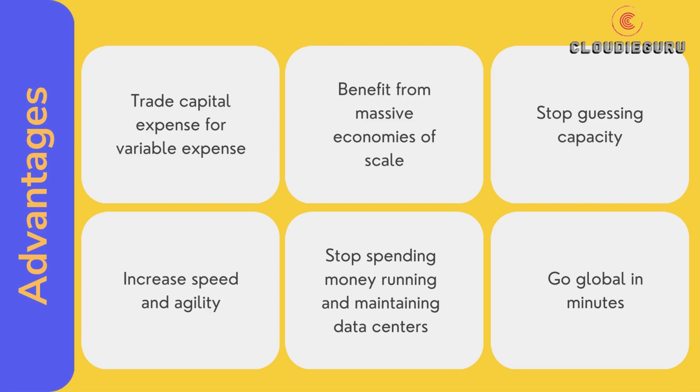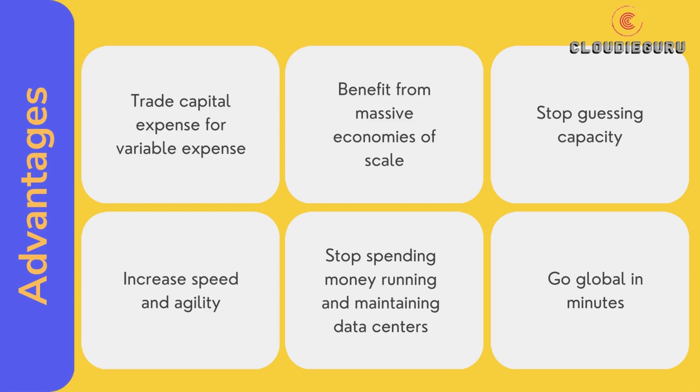Second is benefit from massive economies of scale. It means that by using cloud computing, we can achieve a lower variable cost as usage from hundreds of thousands of users can create higher economies of scale for cloud providers like AWS, which results in lower prices.